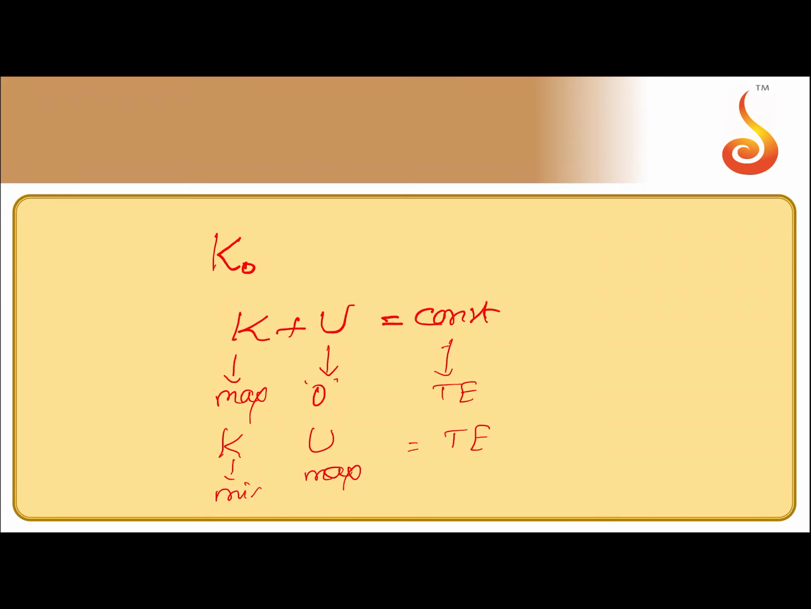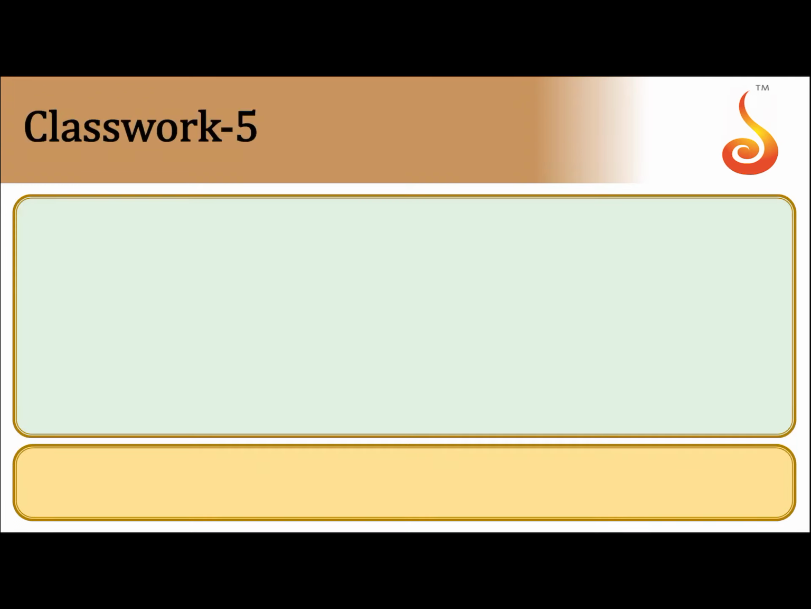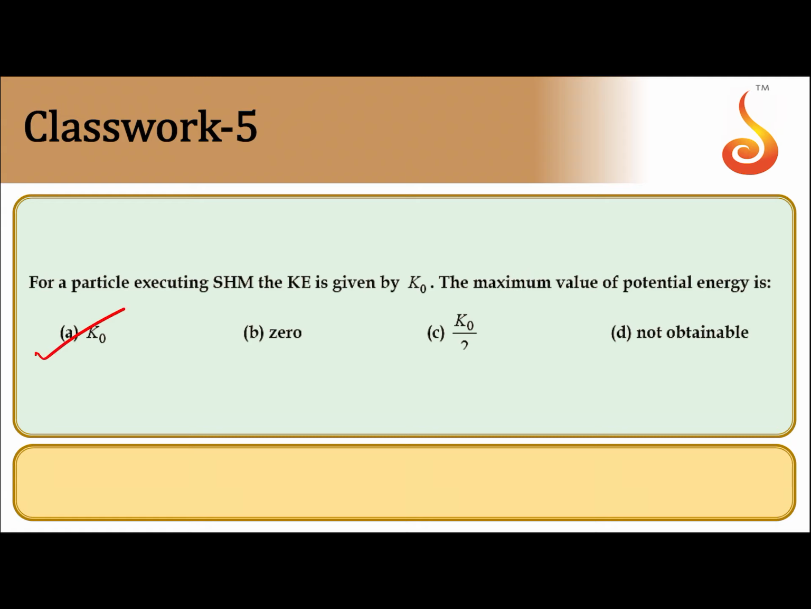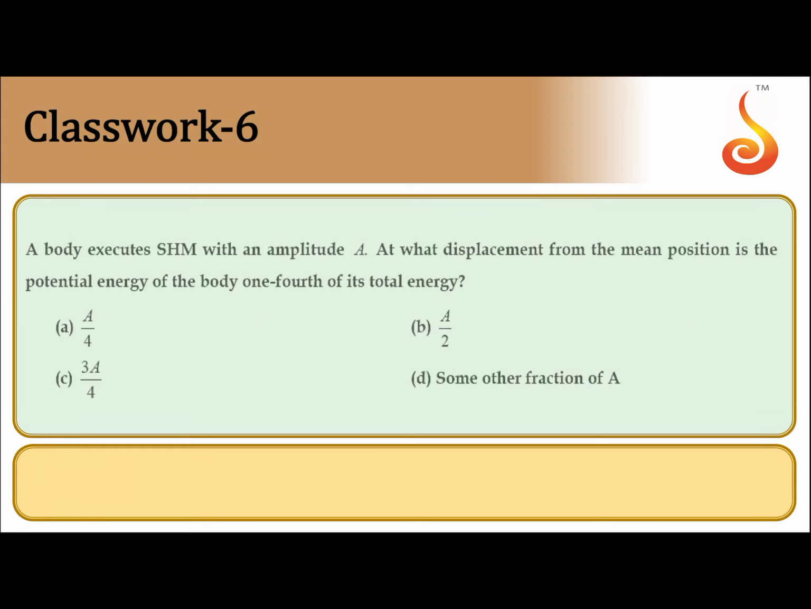So clearly the kinetic energy and potential energy oscillate between their respective values, and thus the maximum value of potential energy is equal to the maximum value of kinetic energy, which is nothing but k naught. So the answer is A. Example 6.